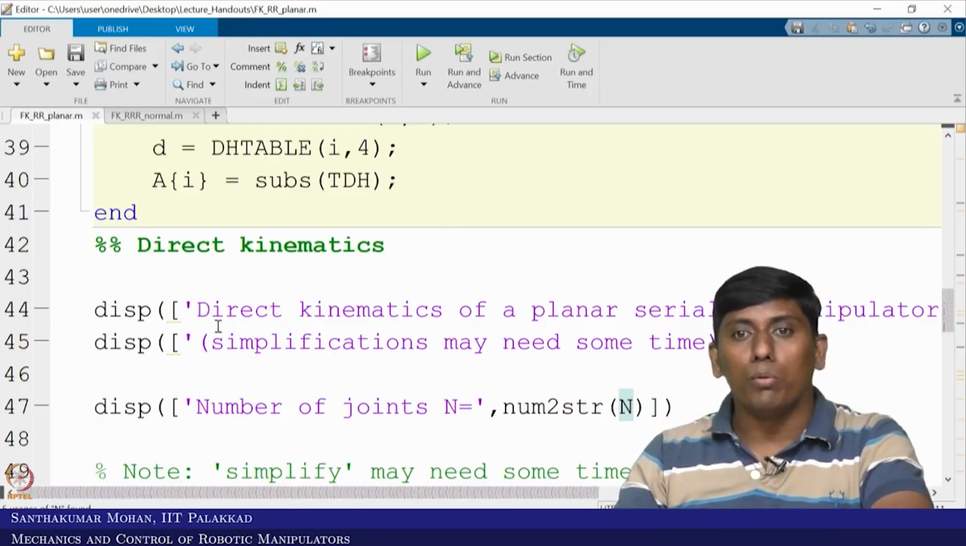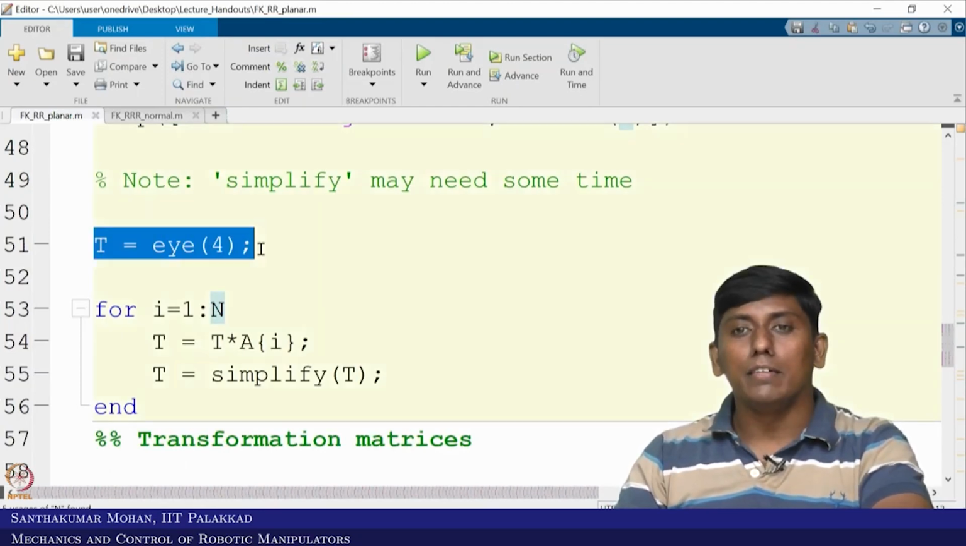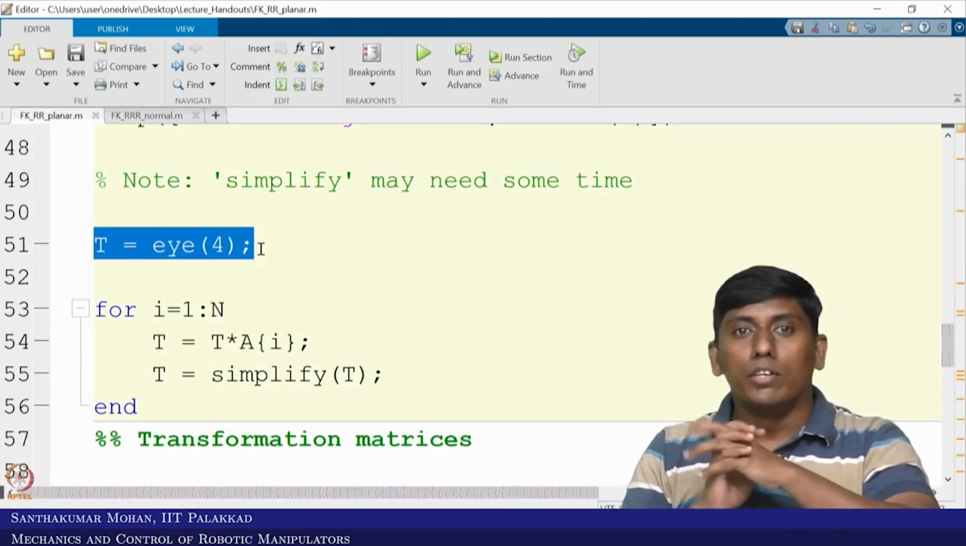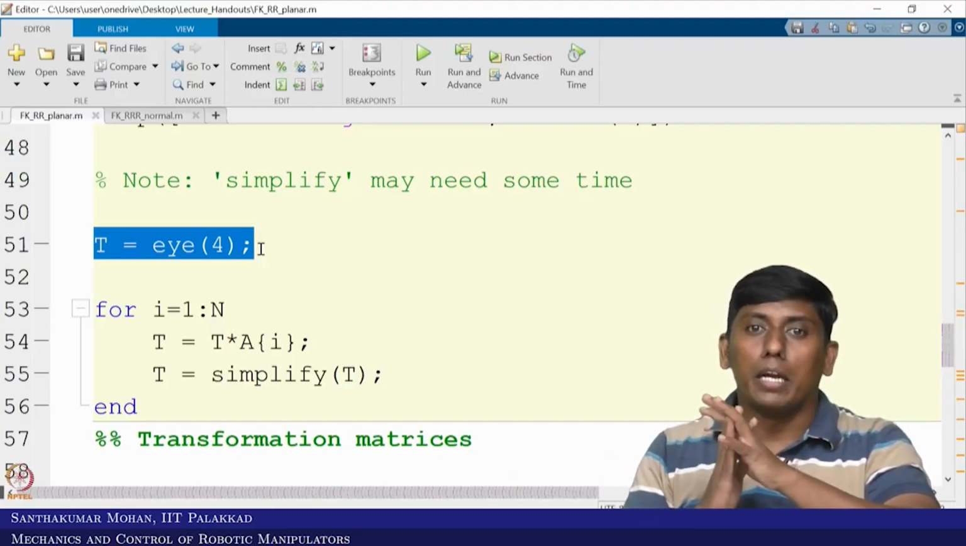I will show you in the output. So we are first starting the iteration. Because you have n steps, we don't know how it starts, so we are starting T as a simple identity matrix. Now I am post multiplying one by one.